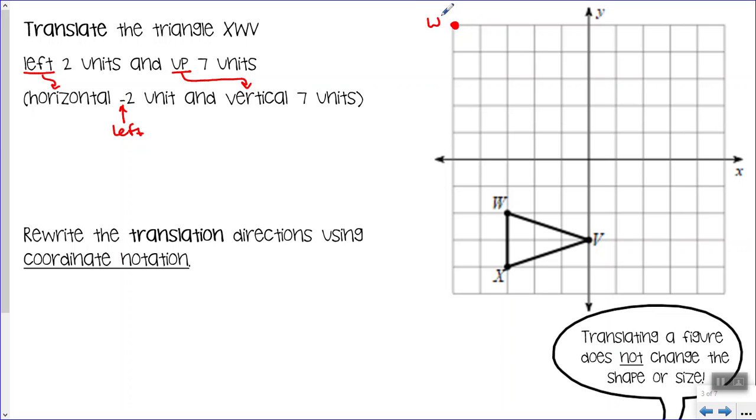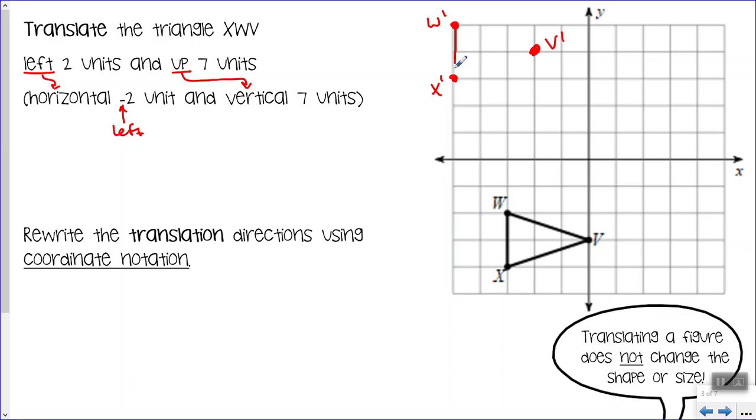And I'm going to name that W prime. Then we're going to take V and move left 1, 2, and then up 7. 1, 2, 3, 4, 5, 6, 7. We're going to name this V prime. The last one is X. We move left 1, 2, and then up 1, 2, 3, 4, 5, 6, 7. And that's going to be X prime.